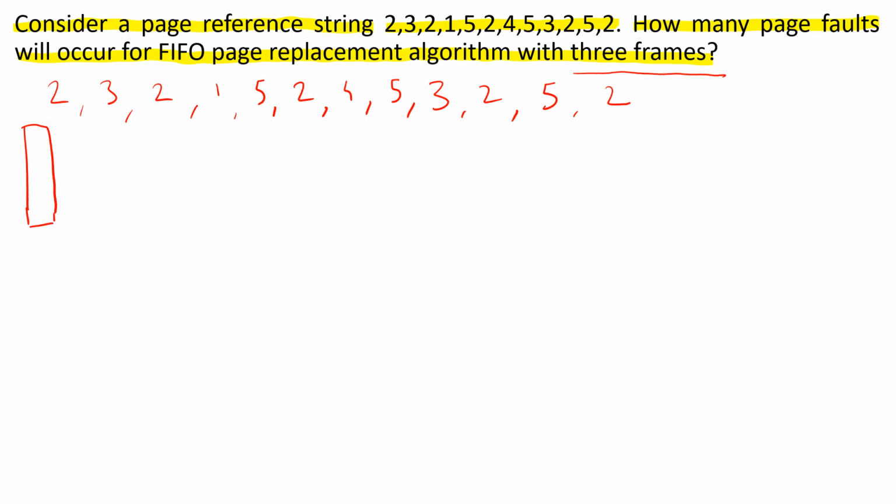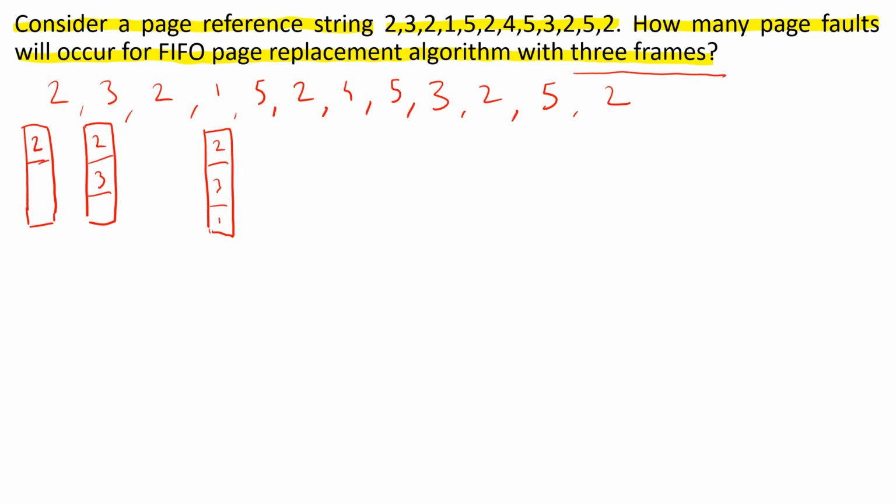So the very first page we will bring into main memory is 2. We get a page fault and we bring that page into main memory. Likewise, when we need page number 3, we will take it into main memory. Now when we again need 2, it is already there, so there is no page fault. Then the next page which we take into main memory is 1.